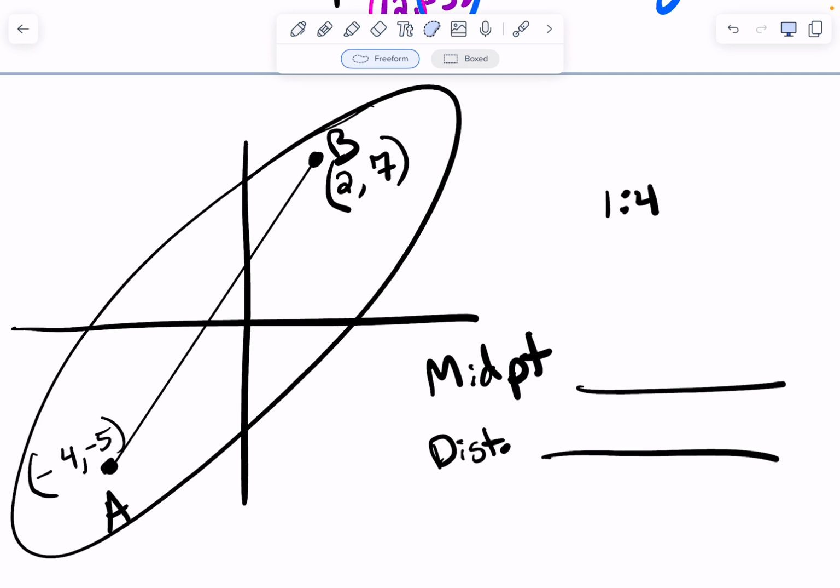What have I got? Distance between A and B. Yep, the one you drew. Oh wait, your midpoint's not right.